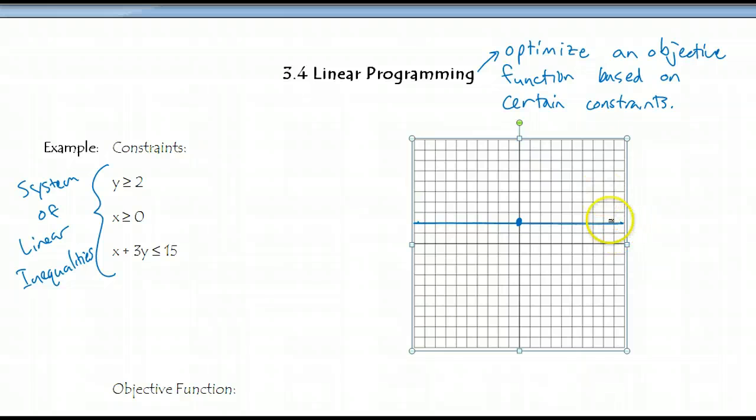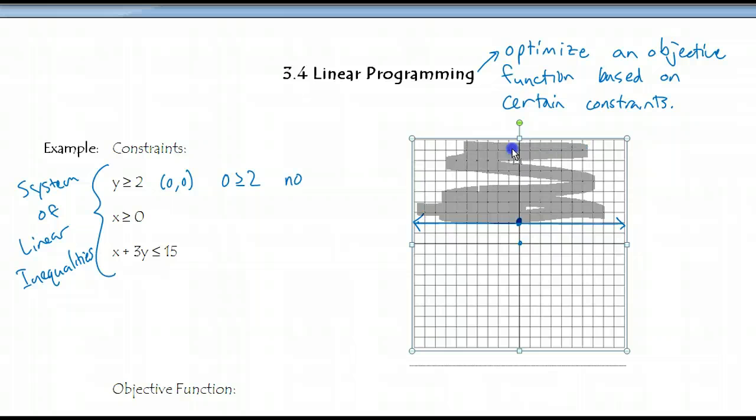And then I need to figure out where to shade based on this line. So I'm going to test the point 0, 0. 0, 0 is not on the line, so I can test it. Plug in 0 for y. Is 0 greater than or equal to 2? The answer is no. So I want to shade to not include 0, 0. So I'm going to shade above this line.